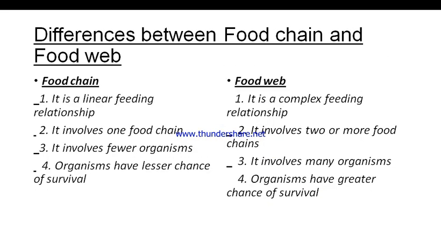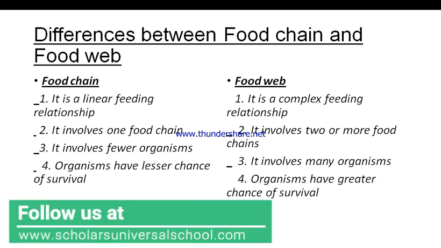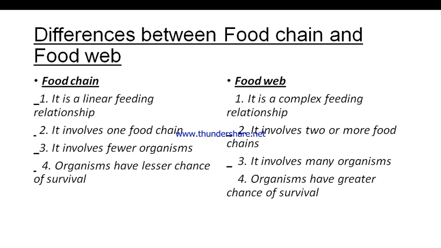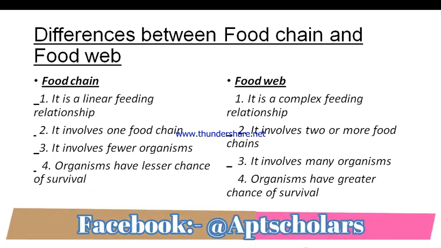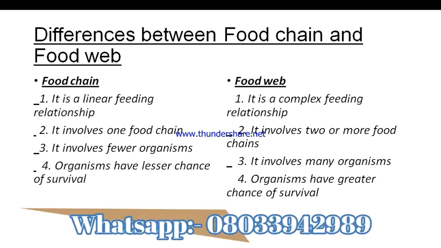The food chain is a linear feeding relationship, as I've said. The food web is a complex feeding relationship; as you can see, they are all interconnected. In a food chain, an organism feeds on one organism, so it involves just one food chain. The food web involves two or more; in the diagram we have close to five food chains. The food chain involves few organisms, close to five in the diagram, while in the food web we have close to eight or ten. In the food chain, organisms have less chance of survival because there is no alternative way to get food.